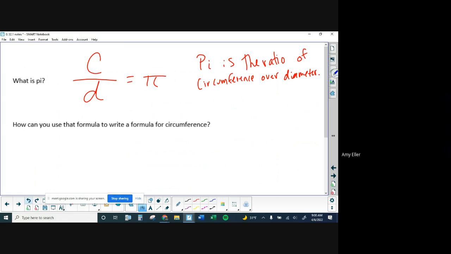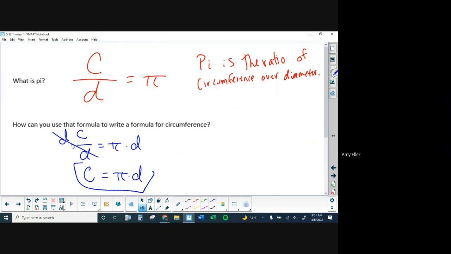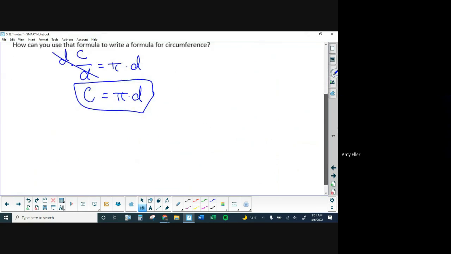All right. How can you use that formula to write a formula for circumference? Please write the formula again. And instead of pi by itself, if I wanted the circumference by itself, I would have to get rid of this divide by d by multiplying by d. Circumference equals pi times diameter.